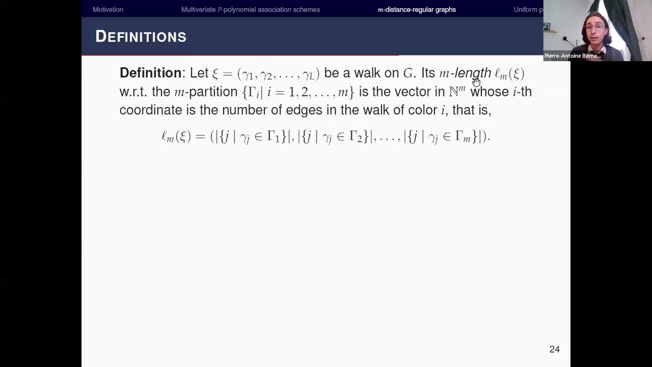Then the way we define the m length of psi is basically the tuple of integers that count in the walk psi how many edges of each color you have. So the first entry tells you how many edges of color 1 you have in your walk, how many edges of color 2 you have in your walk gives you the second entry, and etc. up to m. So Lm of psi is just counting in the walk psi how many edges of each color you encounter.